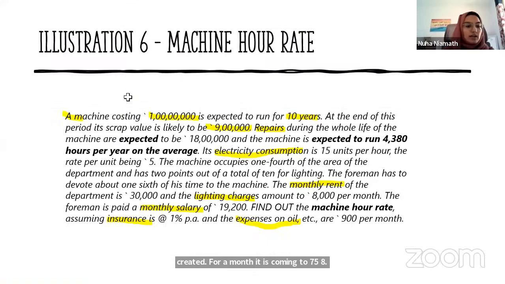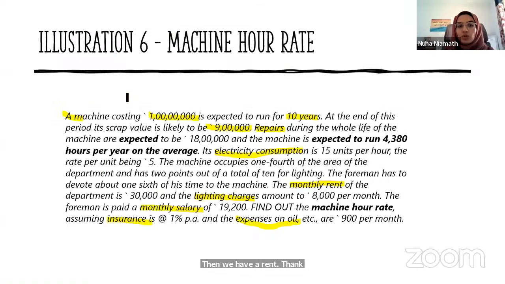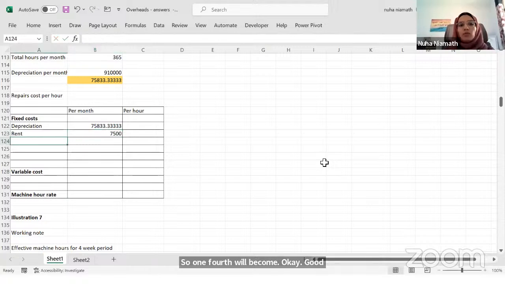Then we have our rent. Rent is said to be, we're going to be using only 1/4, right? 1/4 of the area. These things are very important. Please note that you need to remember all these things when you're calculating. So 1/4 will become 30,000 divided by 4. So that will be the rent expense.